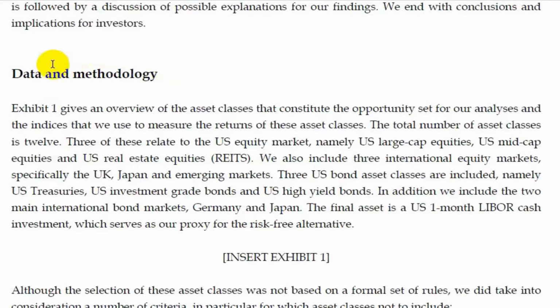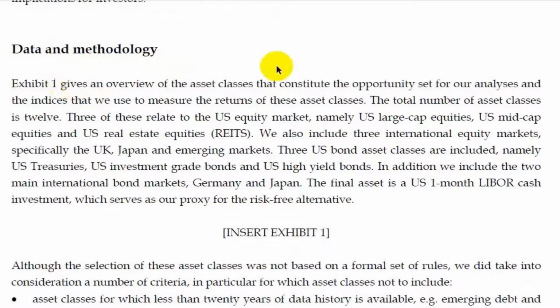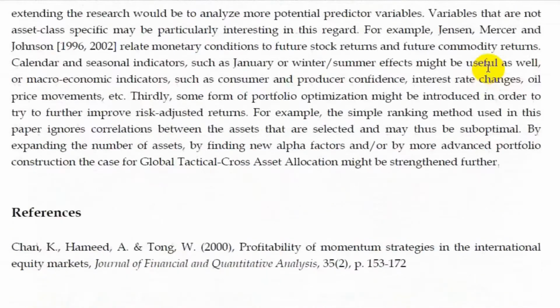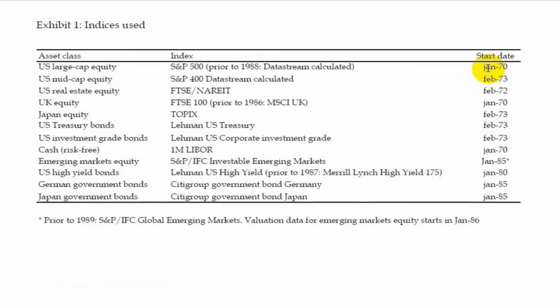Okay, so let's look at the first section, data and methodology. So they have Exhibit 1, which gives an overview of the asset classes that are the opportunity set for the analysis that they're doing. So let's go down to Exhibit 1 and look at the asset classes that they've chosen. Okay, so it looks like they have a total of 12 different asset classes, and they have an index for each of these. And we have 3 from the U.S. equity market. Here's a large cap, mid cap, and some REITs.